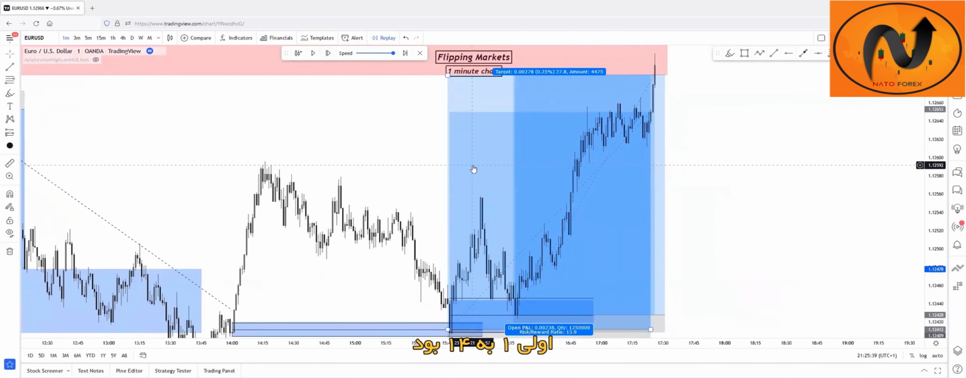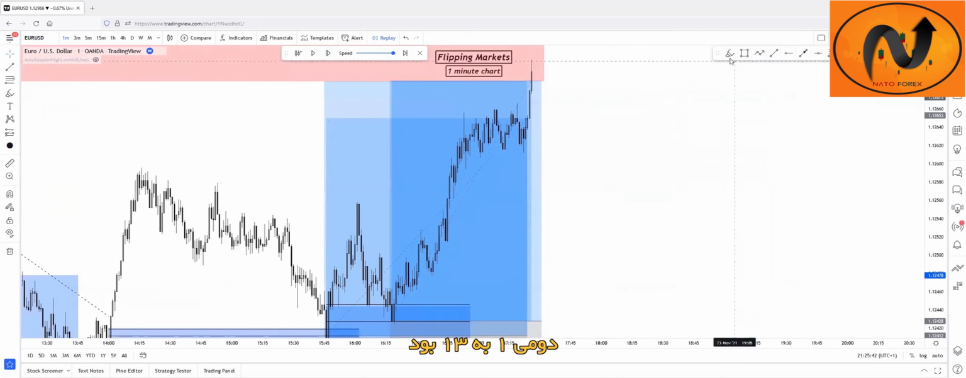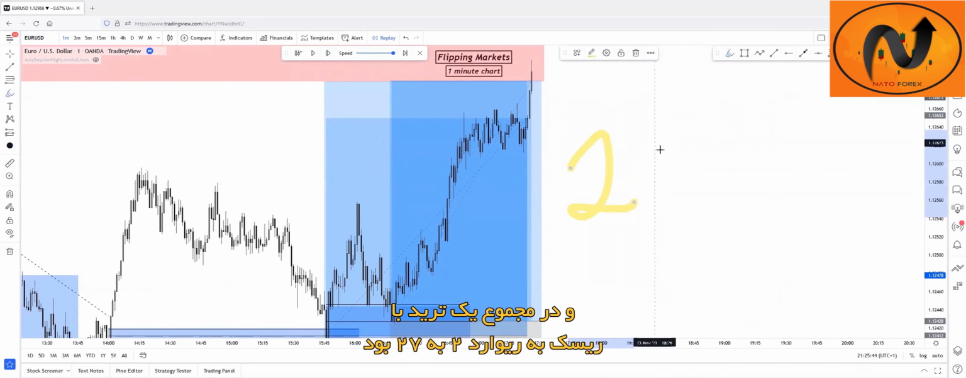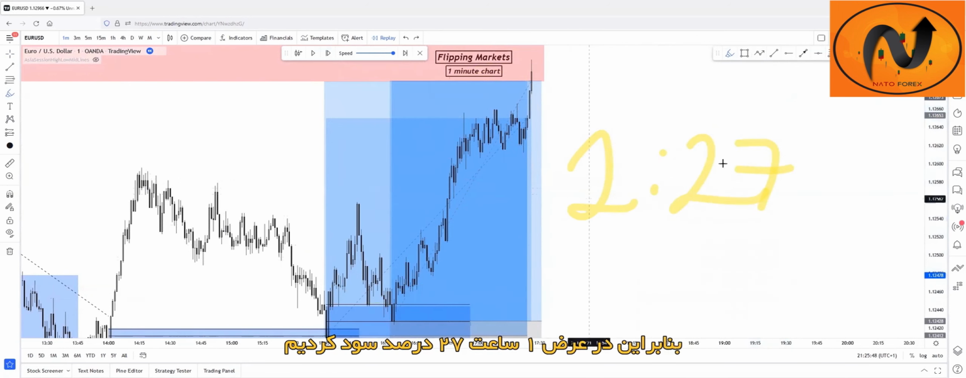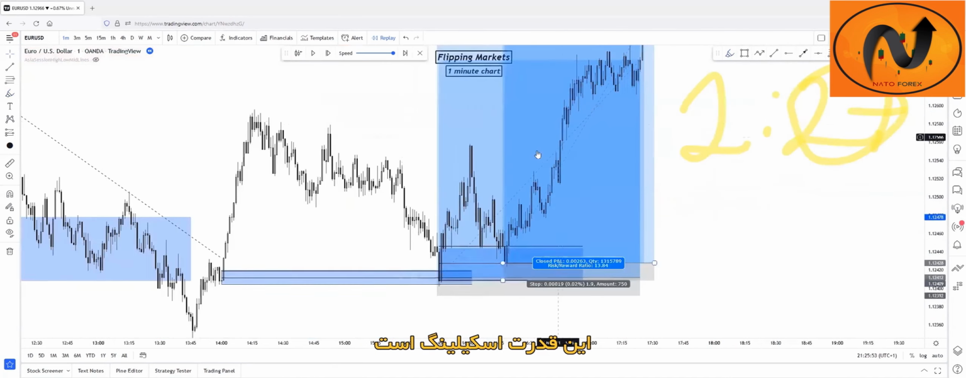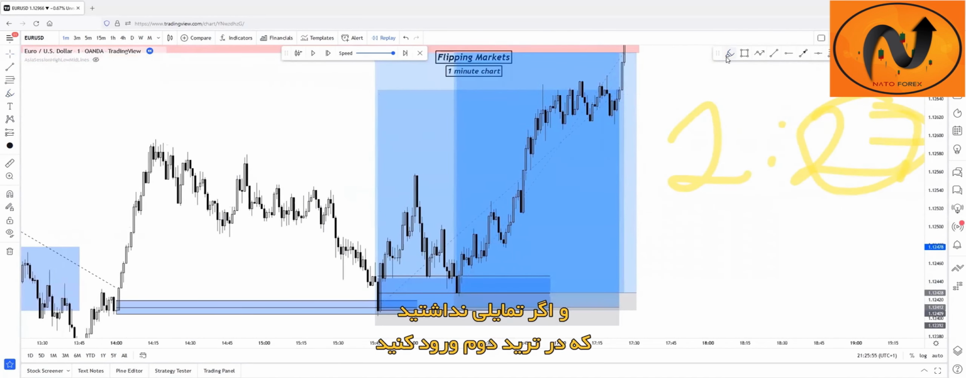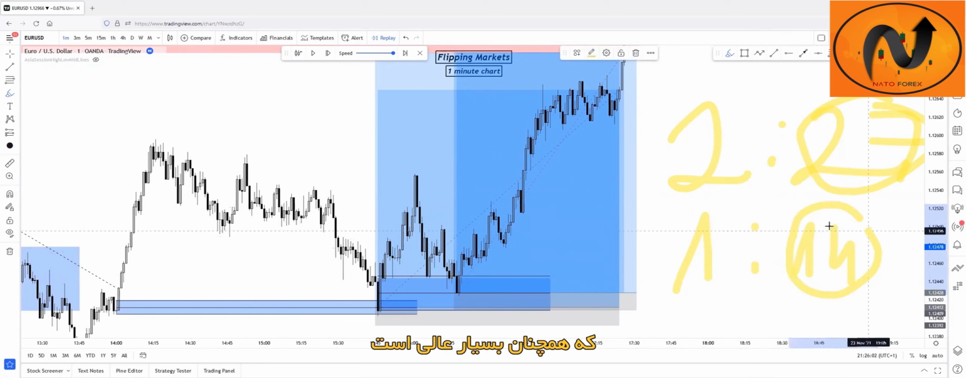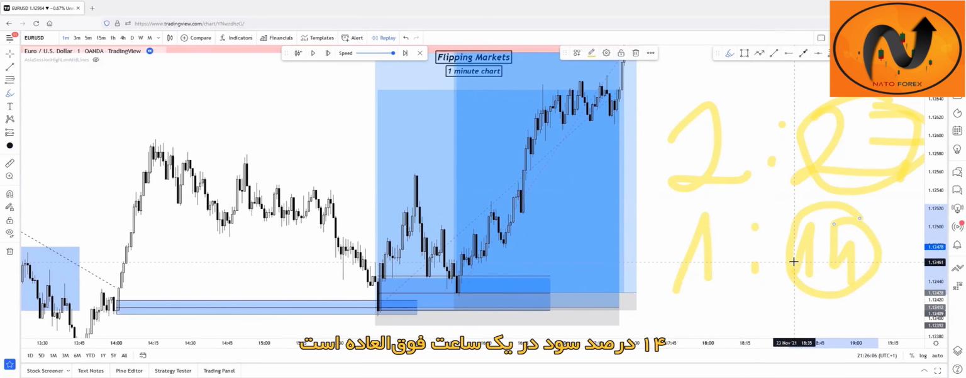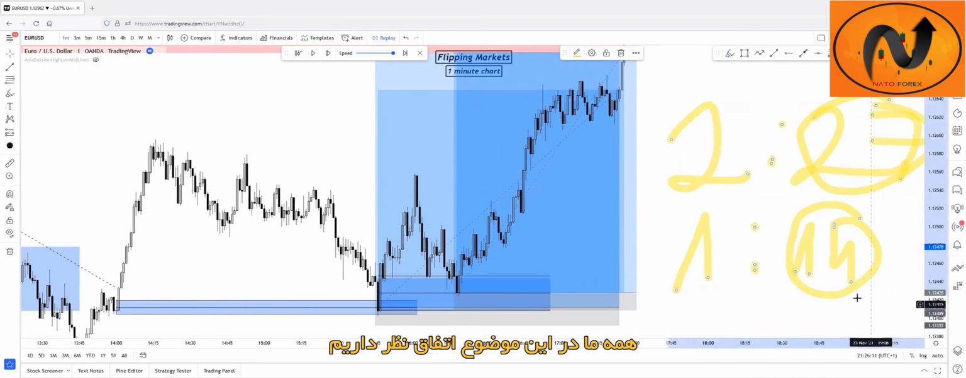So the first one was 1 to 14, yes. The second is 1 to 13. So overall, we booked a 2 to 27 risk-reward ratio in just an hour. So we booked 27% in just an hour. This is the power of scaling. Actually, if you didn't want to enter the second trade, you just booked a 1 to 14 risk-reward ratio and 14%, which is still perfectly fine. 14% in just an hour is incredible, right? We can all agree on this one.